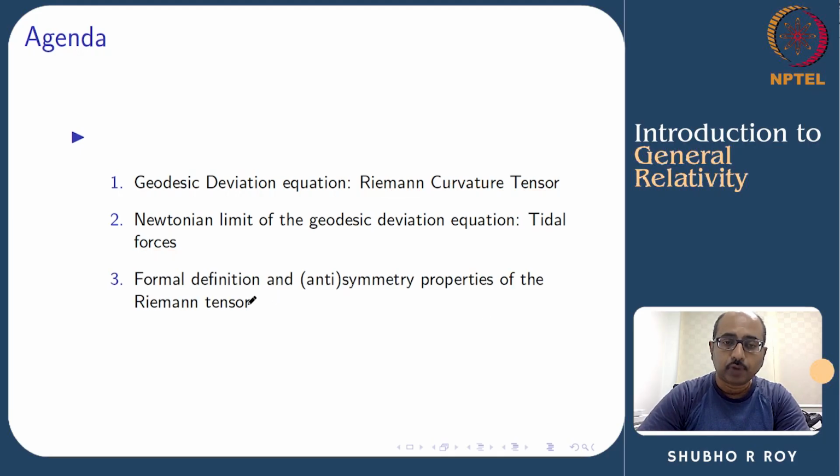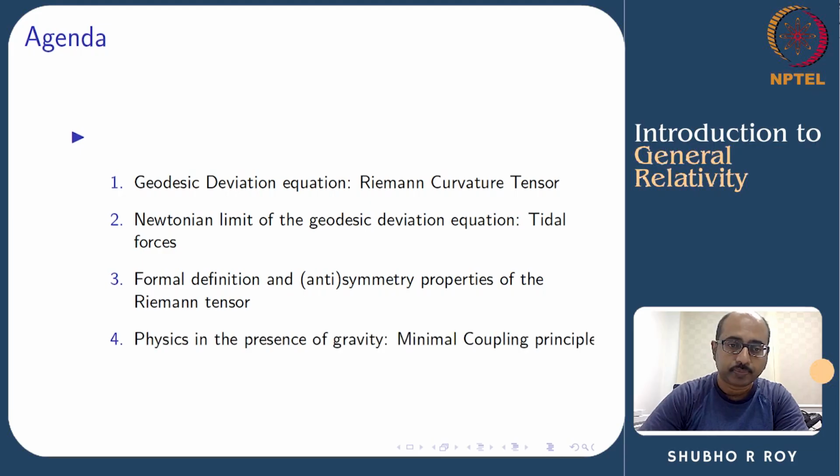Then I will give the formal mathematical definition of the Riemann curvature tensor and discuss some of its symmetry and anti-symmetry properties. This will help us in calculating how many independent components of the Riemann tensor there are. And we will do that for the Riemann tensor derived from the Levi-Civita connection. It will turn out to be exactly the same as the number of components of the second derivative of the metric which cannot be set to 0 by performing general coordinate transformations or diffeomorphisms.